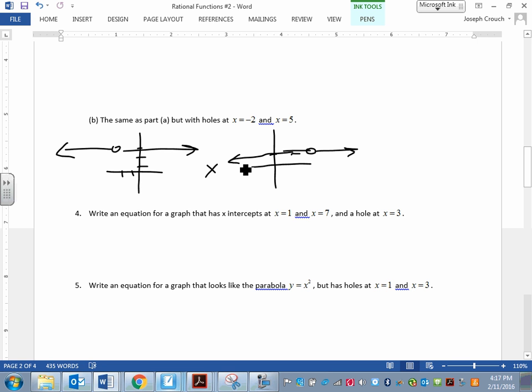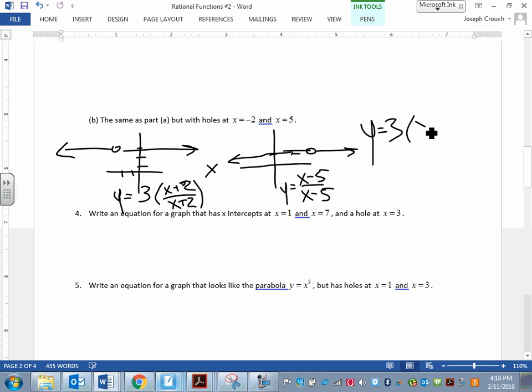So what was the equation for this first graph? It was y equals 3 times x plus 2 over x plus 2. And this graph that has a height of 1, because I'm multiplying here and I don't want to change anything about this graph. I only want to change the hole. So this one with a height of 1 and a hole at 5 will be y equals x minus 5 over x minus 5. So for my answer here, I get y equals 3 times x plus 2 over x plus 2, times x minus 5 over x minus 5. Cool.